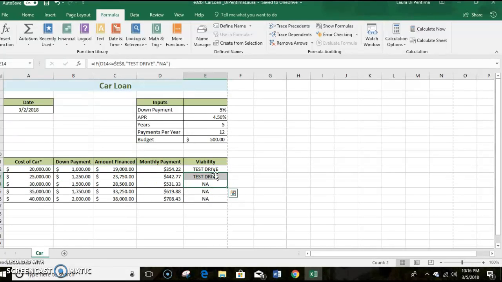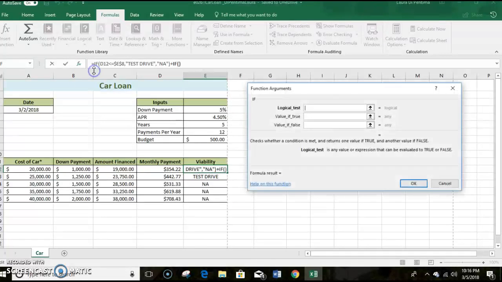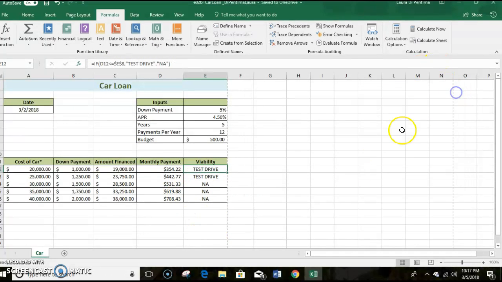And I also used the IF function and the logic to recognize if this number does not meet the standards, if it's over $500, then we would get an NA, and the mock person in this scenario would not be able to test drive the car or afford the car. So using the IF and the logic functions here was great because I was not familiar with that.